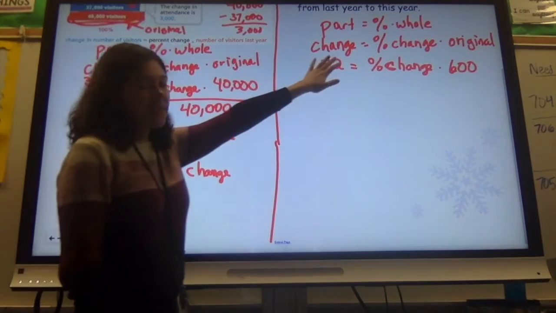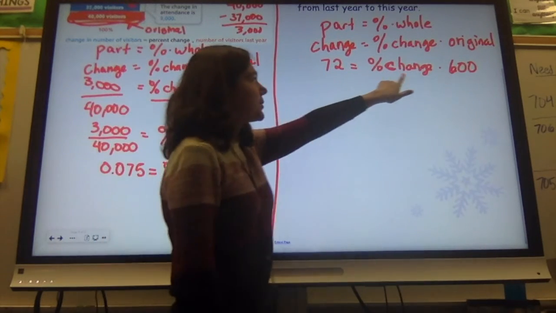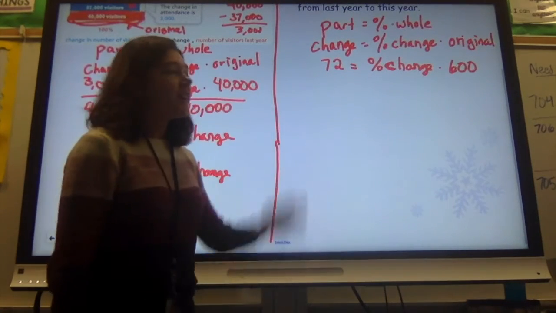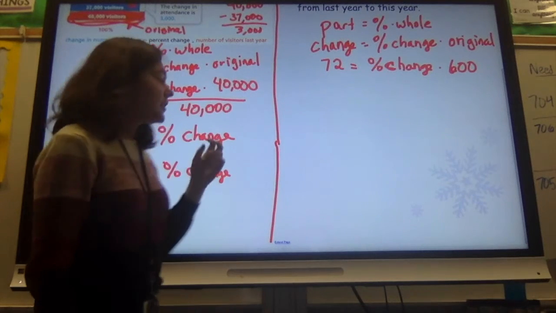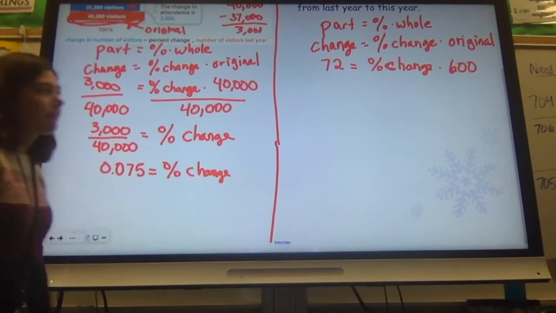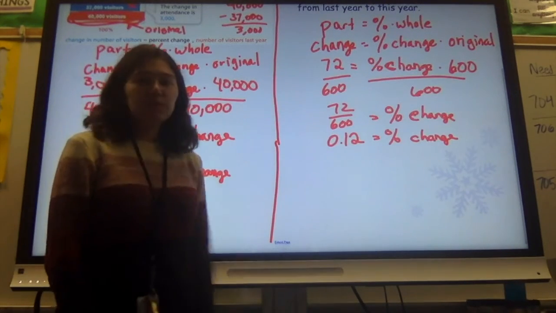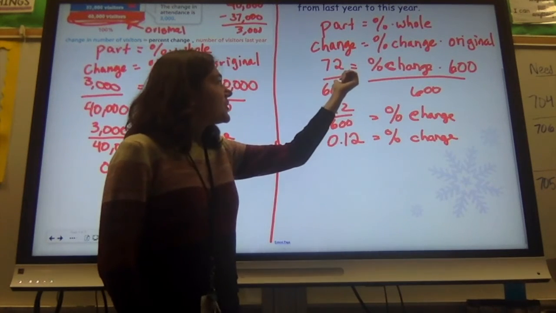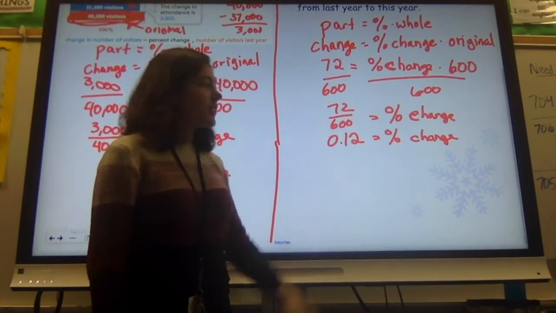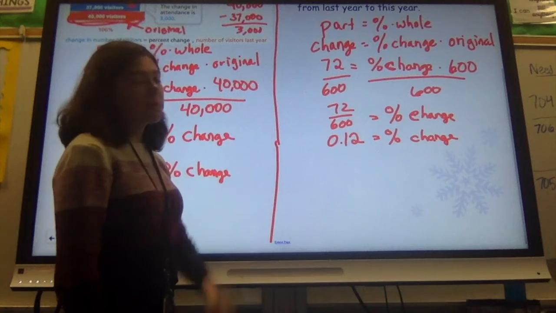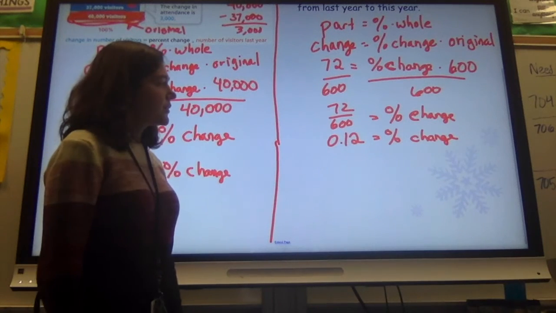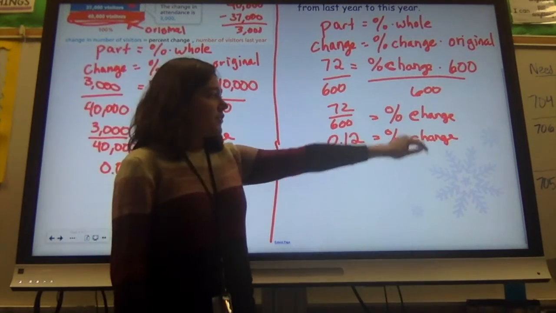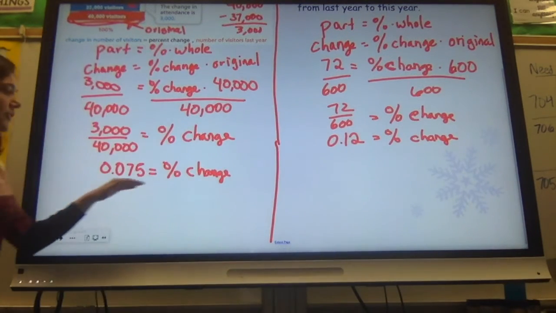So now you have your equation, 72 equals my percent change times 600. Solve that out to see what the percent change is in this form. And you should get 0.12. So we divide 72, our change, by our original 600, and we get 0.12 when we do that. So that's my percent change, just like I have 0.075.